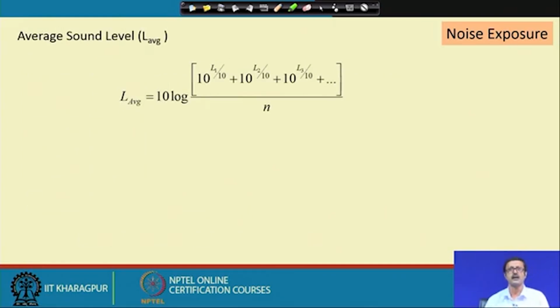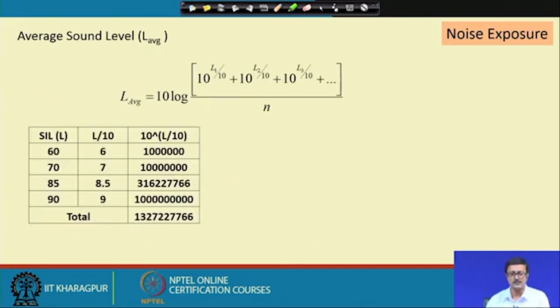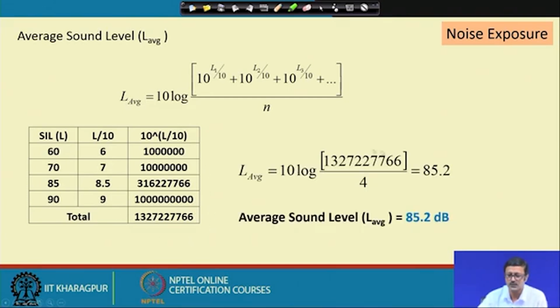The L average I know, I have already done this in the earlier lecture. So, all this by 10 and then 10 to the power of that, the totaling of that big number is a huge number, and this huge number is divided by 4 because there are 4 data sets, or the 4 observations, and I am getting around 85.2 dB as the average sound level of that particular situation, but I have not taken any exposure time into account.